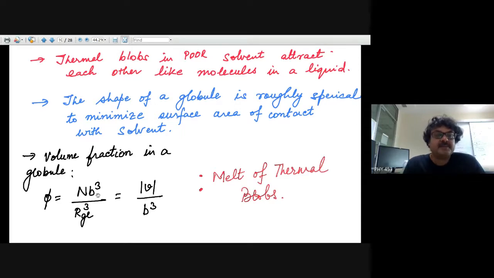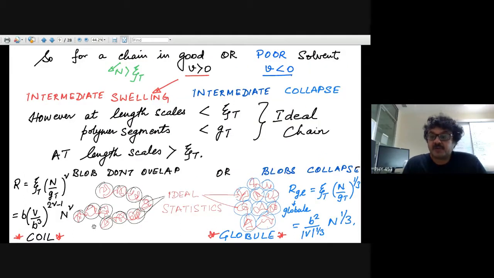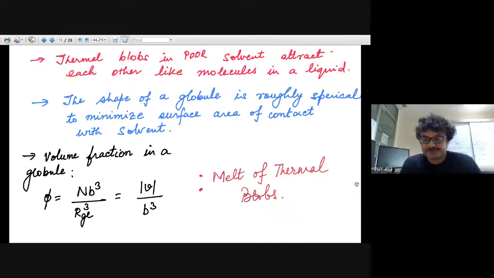That will be N b cubed. So basically, this is the monomer volume fraction: N b cubed, number of monomers times b cubed, divided by R_G cubed, radius of globule cubed. What was R_G? This was zeta_T times N by g_T to the power half, the number of blobs, to the power 1/3.